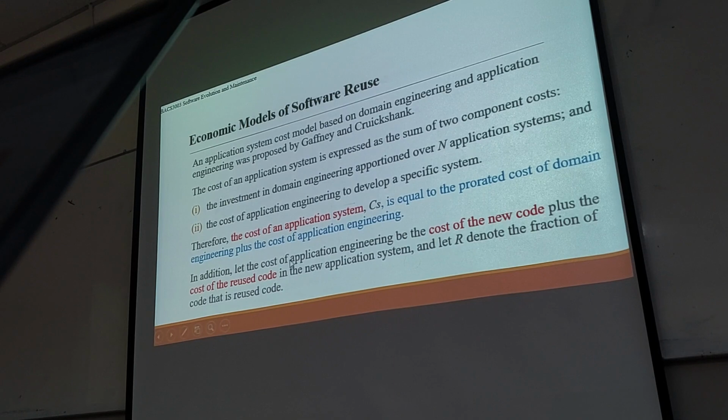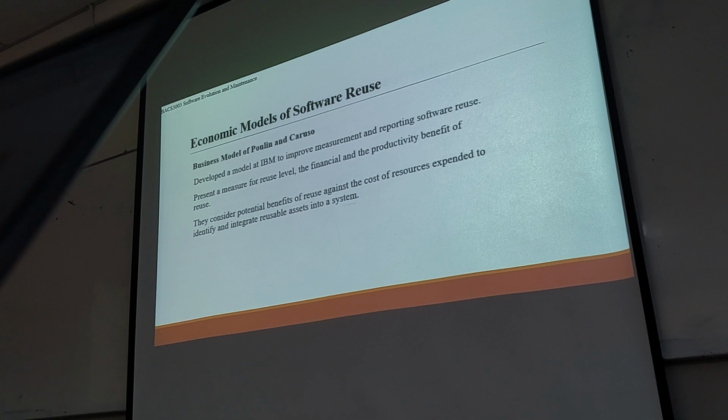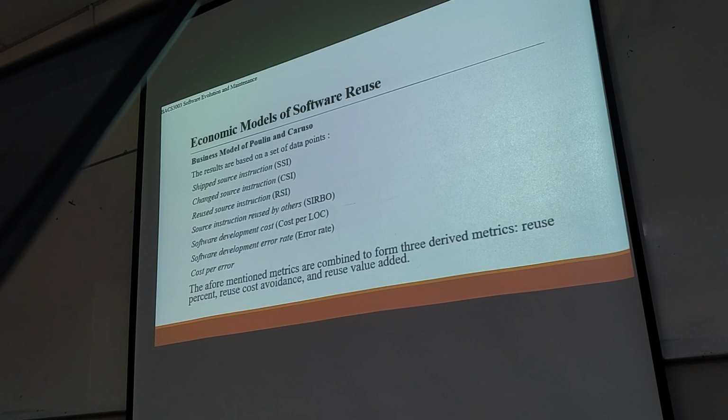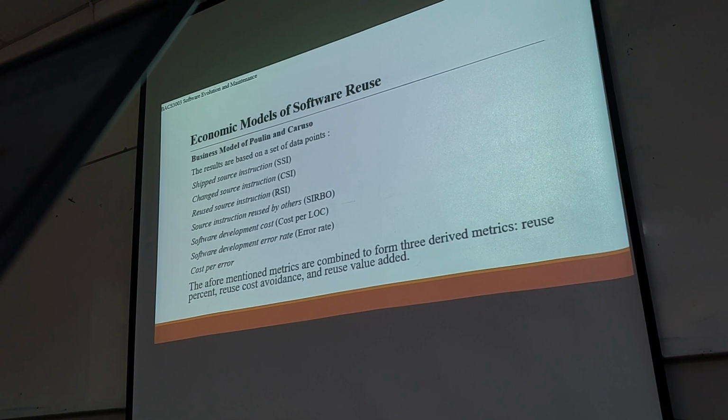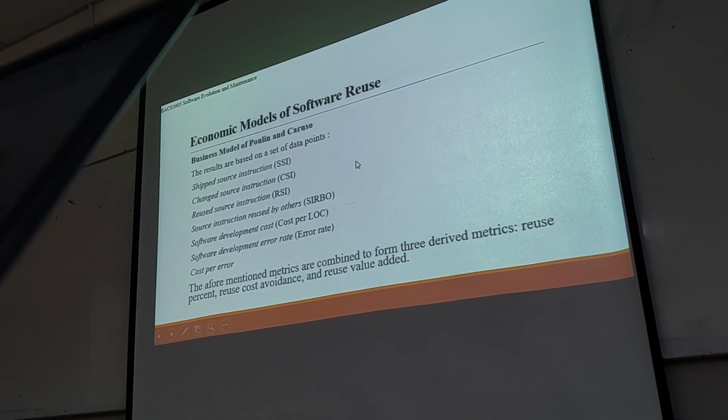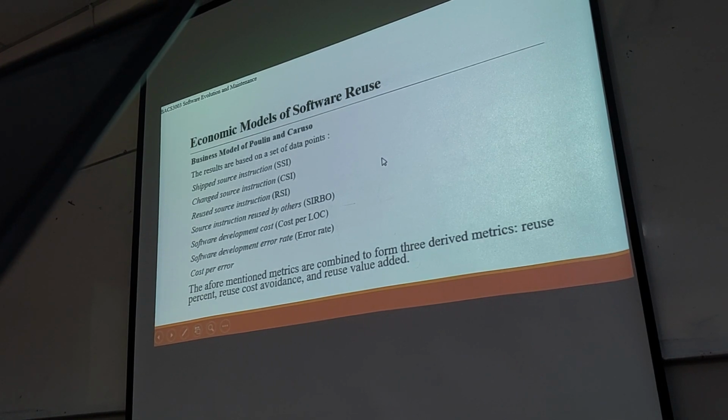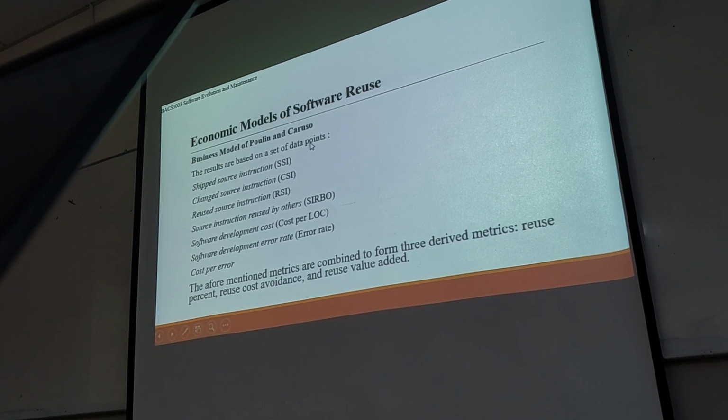In addition, the cost of application engineering is the cost of new code plus the cost of reused code in the system. This economic model of Poulin and Caruso was developed by IBM to measure software reuse. This one is more on the cost. You can see that this model calculates the cost and capability based on these data points.